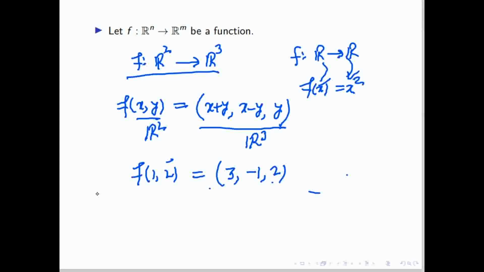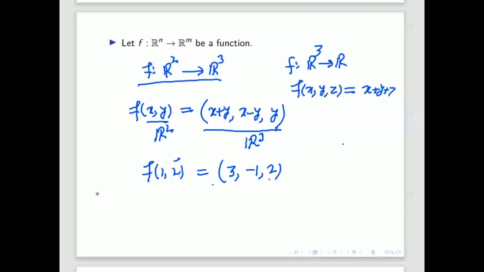Can you give me one example of another function from R3 to R? I want an example where 3-dimensional space maps to only R, like f(x, y, z) equals x plus y plus z, mapped to only one number. You can write x plus y plus z, or you can write anything, even x. If you write only x, all elements in R3 map to the real line. Can we write x times y times z? Yes, you can write xyz also. That is also a proper example of R3 to R.